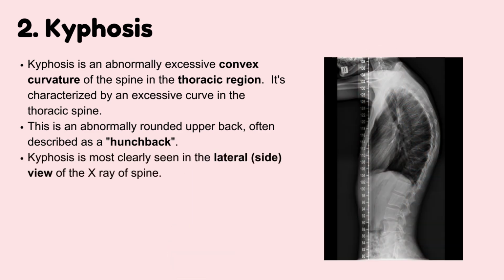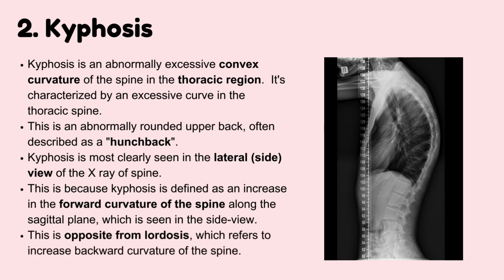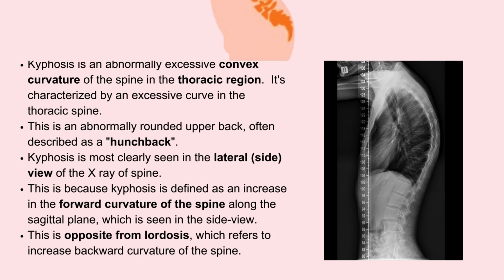Kyphosis is most clearly seen in the lateral, side view of the X-ray of the spine. This is because kyphosis is defined as an increase in the forward curvature of the spine along the sagittal plane, which is seen in the side view. This is the opposite of lordosis, which refers to an increased backward curvature of the spine.